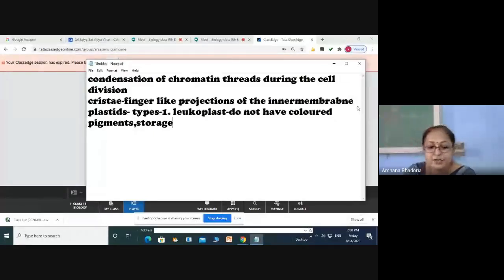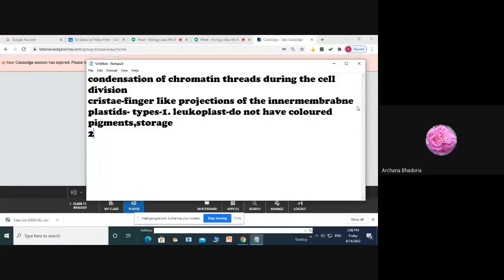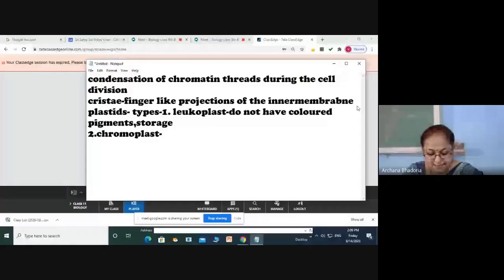Some leucoplasts will store the fats, some will store the starch, some will store the protein. So this way the different types of leucoplasts are present in the plant cells. The plants are doing photosynthesis and they prepare the food. So that food is stored in the different leucoplasts. The second type, we call it chromoplast. Chrome word means color. So these are the colored plastids.